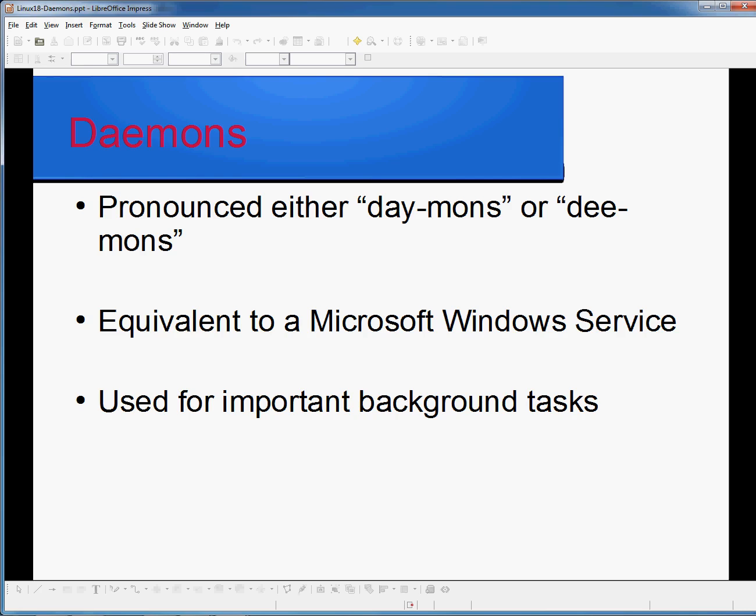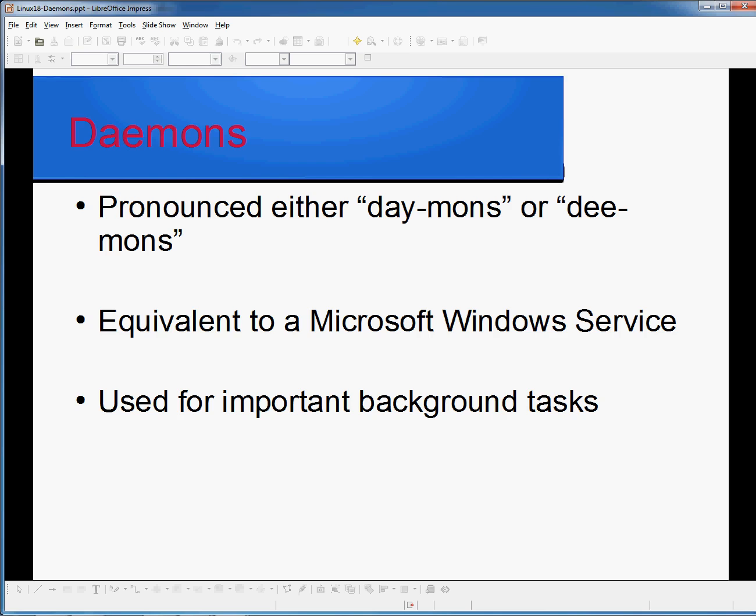This lesson will be about the Linux daemons or demons, depending on how you want to actually pronounce it. I tend to use them interchangeably, so you may notice at one time I'll say daemons and the next time I'll say demons. It really does depend upon your personal preference. Either way you go, people will understand what you're talking about.